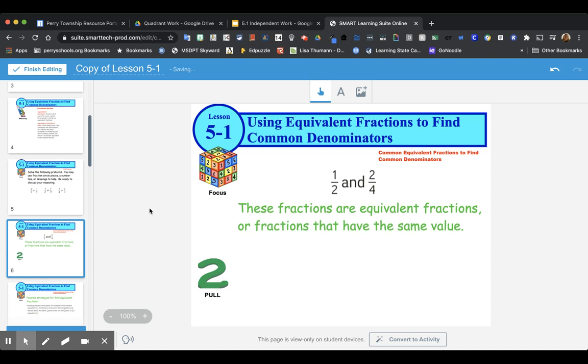So we can see 1/2 and 2/4. These fractions are equivalent. Remember that word right here, equivalent means equal. They're equivalent fractions, or they're fractions that are the same value.